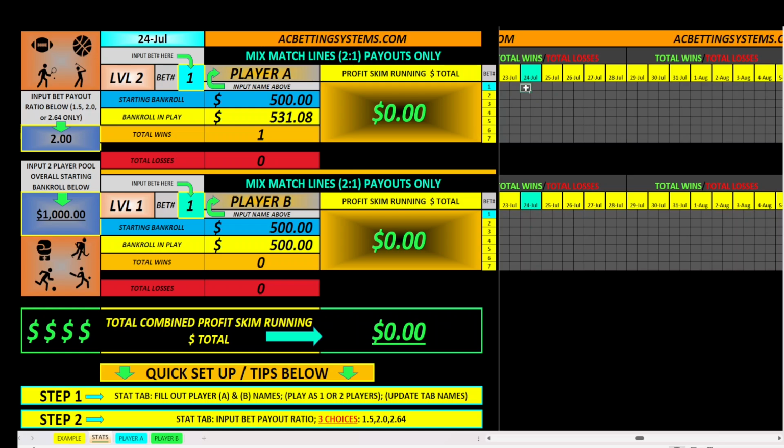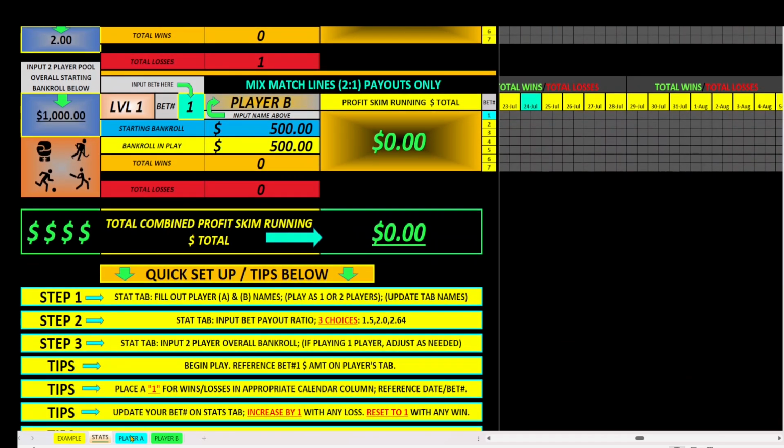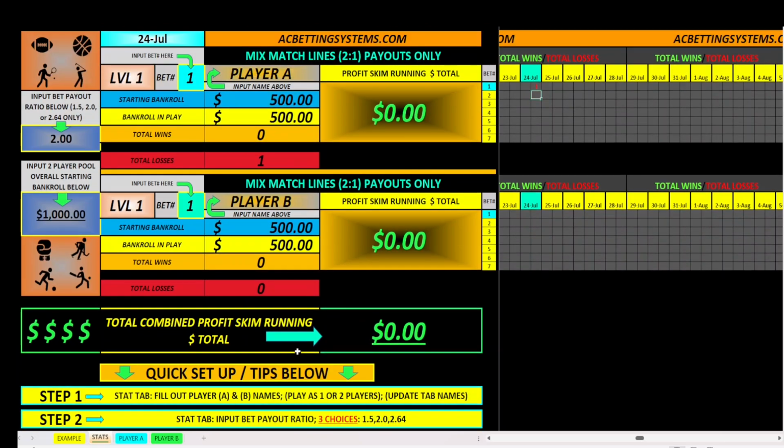Now if I had lost that bet, you plug a 1 in there, and I would see my bankroll didn't increase, and I see the loss update right here. And this brings up the next tip, which is super important. Update your bet number on the stats tab. Increase by 1 with any loss and reset to 1 with any win. Guys, you got to keep yourself organized.